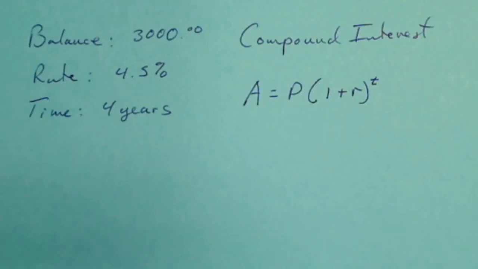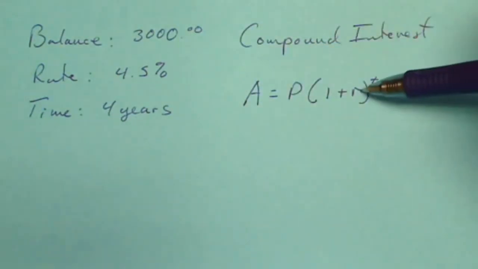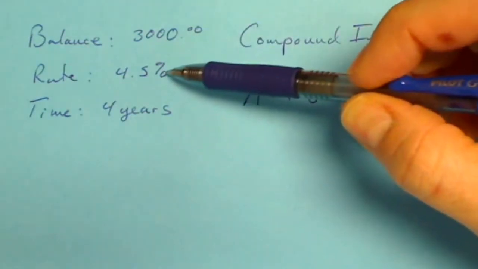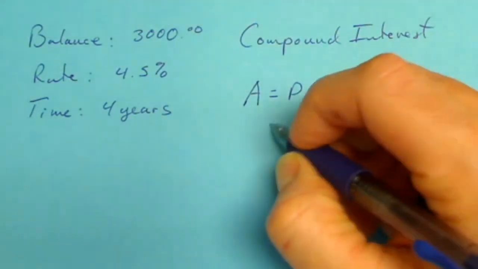Okay, guys, so now we're going to do compound interest. Same things apply. P is the principal, that's your balance. R is going to be your rate, that's your interest rate, that's the percentage, and T is time. It's just going to look a little bit different when you put it in the calculator this time. So P is principal, that's going to be your 3,000.